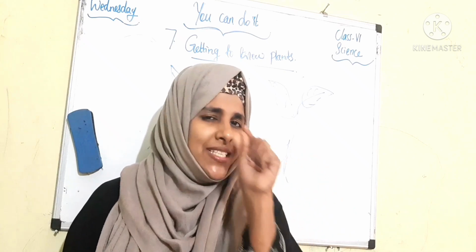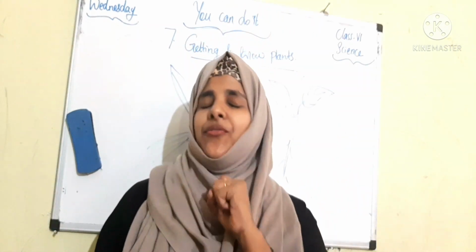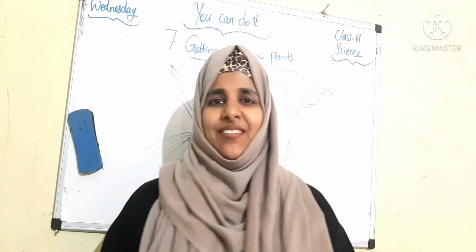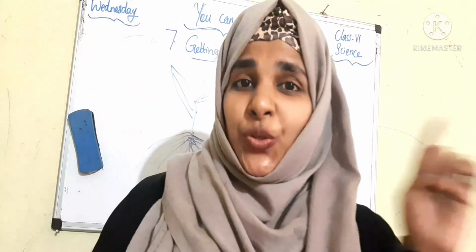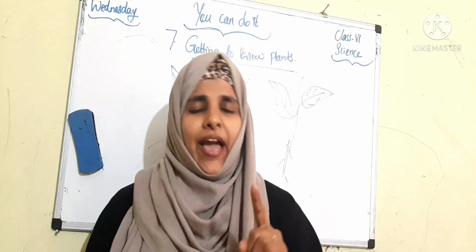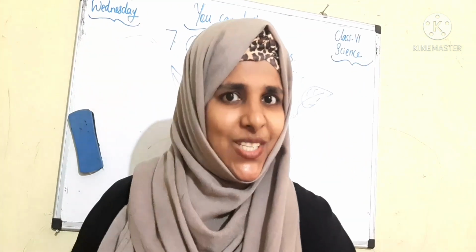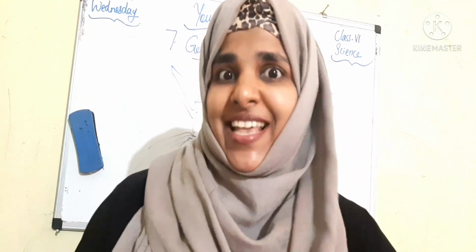Okay, so we can do one simple activity to check these functions. All are ready? Okay, fine. So look at the picture. You can take two pots of plants and remove the roots from one pot's plant. After that you have to water regularly for 7 days. Let's observe the result after 7 days. But students, you should do this activity today itself and show it to me in tomorrow's class. We can find the result after 7 days.